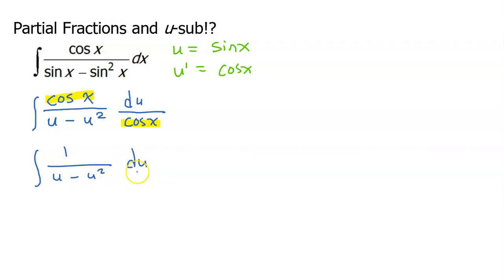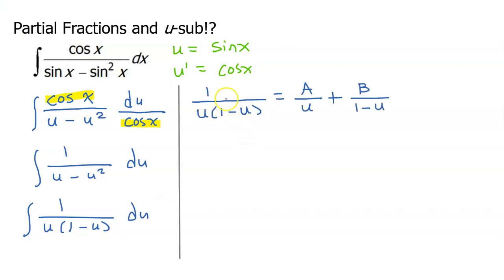Time for partial fractions. Let's start by factoring the denominator. So we have the integral of 1 over u times 1 minus u du. We need to rewrite this integrand in the form a over u plus b over 1 minus u.